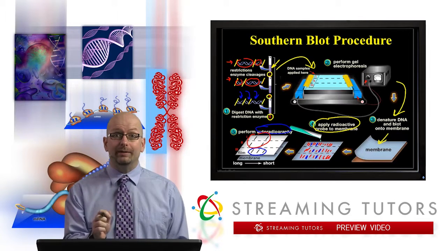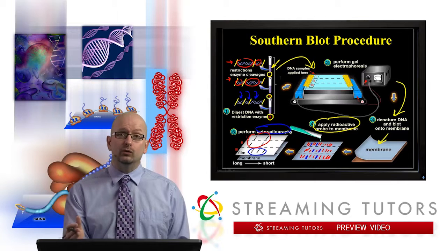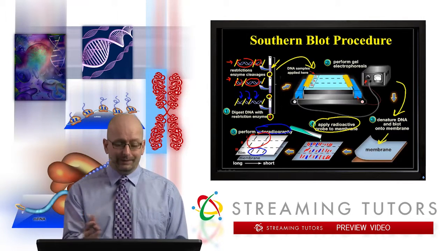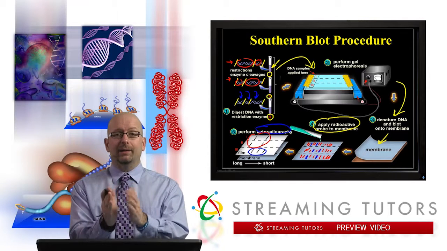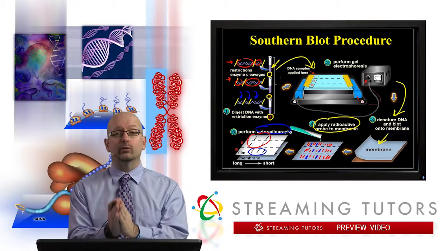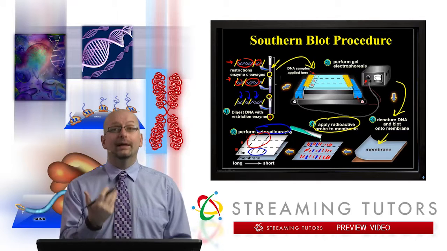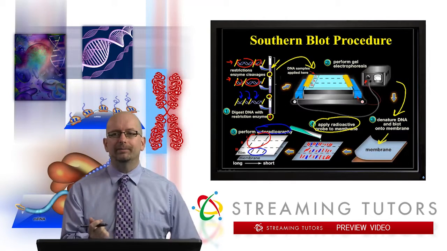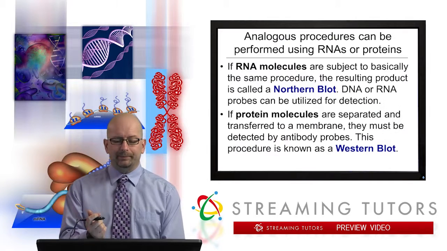But the reason I put it in there is I want you to see that when you do this procedure, it's solely based on the size of the fragment. That's really all you can tell: the probe bound to a fragment of a particular size. Almost always, if you do it right, the pattern would be different from one individual to another. So that's a Southern Blot.